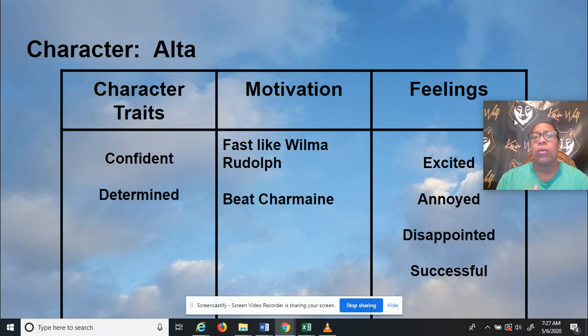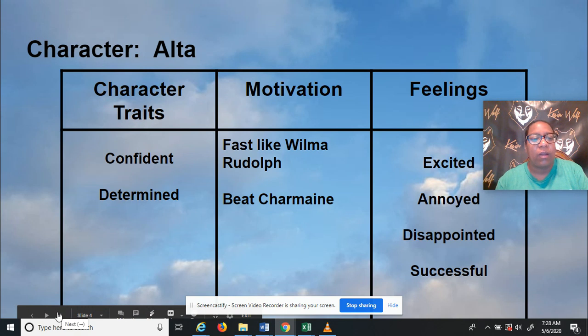With Alta, we said her character traits were that she was confident and determined. Her motivation was to be fast like Wilma Rudolph, and then beat Charmaine. We also wanted to understand how she was feeling, and characters can change their feelings within the story. They can feel excited, annoyed, disappointed, or successful. So it's important for us to put those ideas together to first describe the character, and we can understand the next part of why a character acts the way they do.